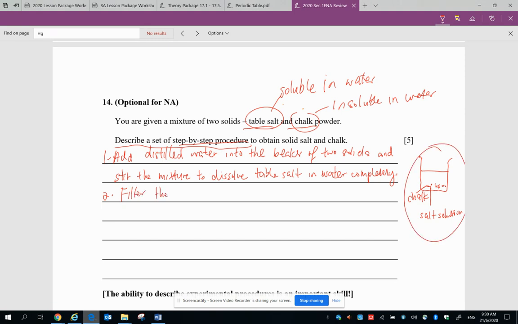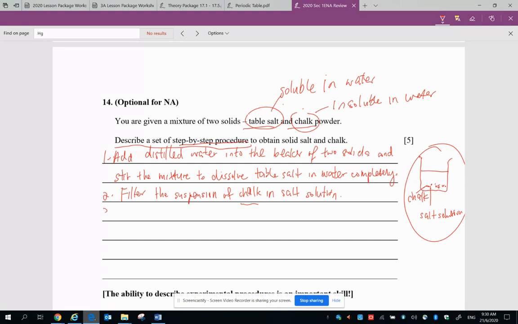How do you describe this whole thing? Filter the suspension of chalk in salt solution, not water. Now we have salt solution already, so the chalk is suspended in the salt solution. Suspended means not dissolved. So filter the suspension of chalk in salt solution.